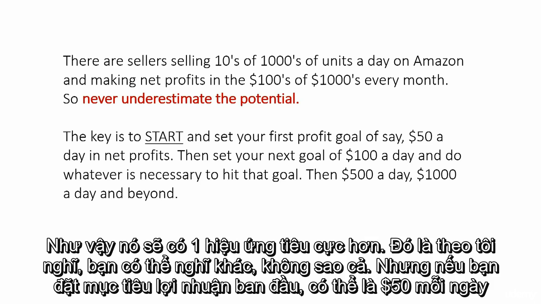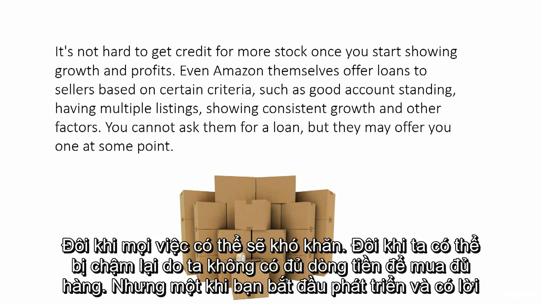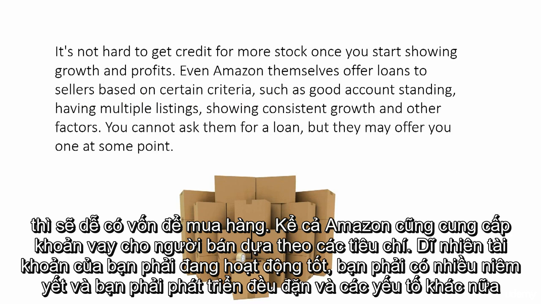But if you set your first profit goal at, say, $50 a day, and then set your next one at 100 and so on, just do whatever is necessary to hit that goal. And then just increase your goals in increments. Now, sometimes it can be difficult. Sometimes we can be slowed down by the fact that we don't have enough cash flow to get enough stock. But once you start to show growth and profits, then it's easy to get funding for stock.